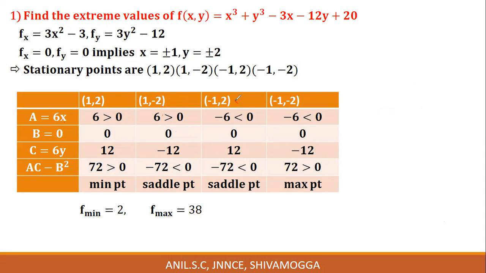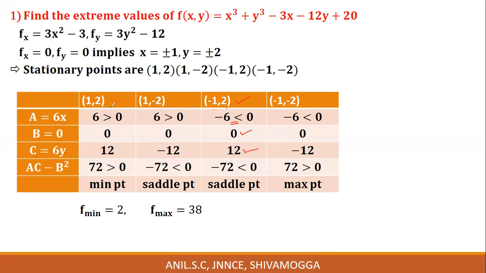Next, minus 1, 2. Let's find the nature of this point, minus 1, 2. X is minus 1 and y is 2. A is 6x, therefore 6 into minus 1 is minus 6. Minus 6 is less than 0. And b is 0. C is equal to 6 into y, and y is 2. Therefore, 6y is 12.